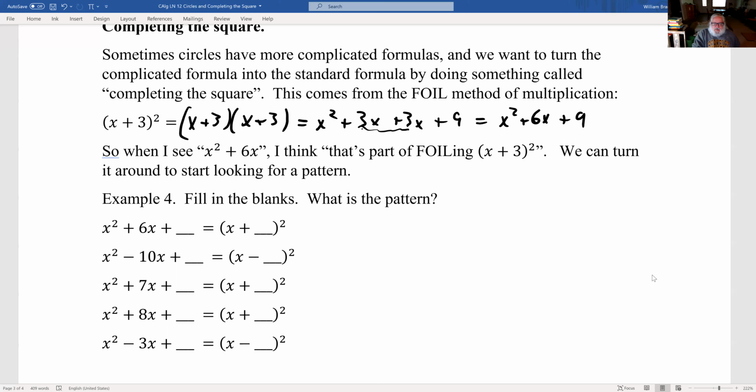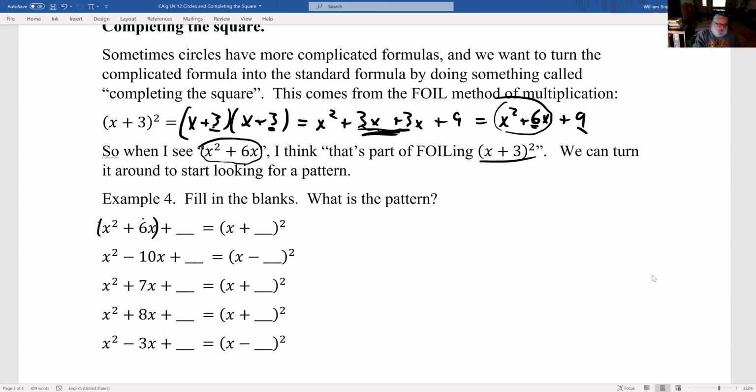So because we added these together, the outer and the inner are the same thing, we got that 6. But that 6 was broken up. It came from the fact that there was 2 x plus 3s. And then the 9 comes from the 3 squared. So if I see something that's x squared plus 6x, that's the first part of foiling out x plus 3 quantity squared. And so we can start looking for a pattern. So x squared plus 6x, that's part of foiling things out.